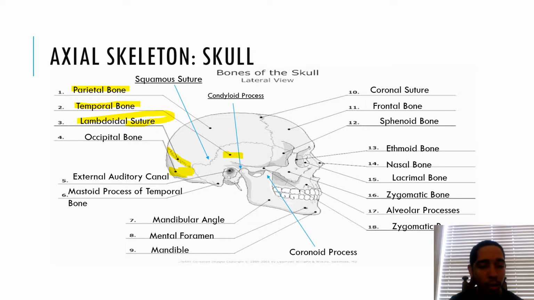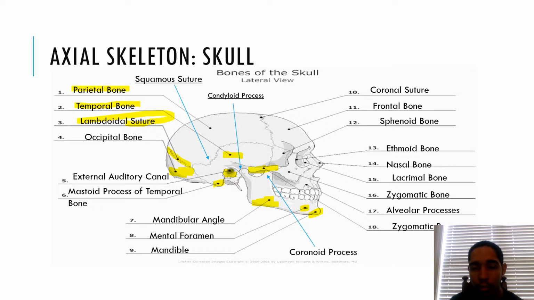The external auditory canal is right there. The mastoid process of the temporal bone, which would be this little piece right here. The mandibular angle, which would be about right here. The mental foramen, there's a little dot right here. You can't see it, but there's a dot right there for the mental foramen. And then you have the mandible, which would be about right here. Then you have your zygomatic bone, which is this bone right up in here.